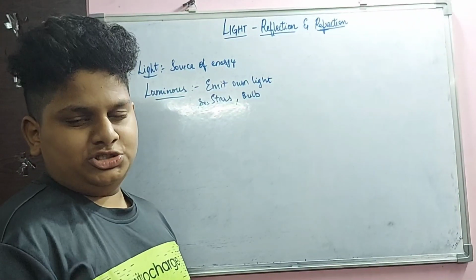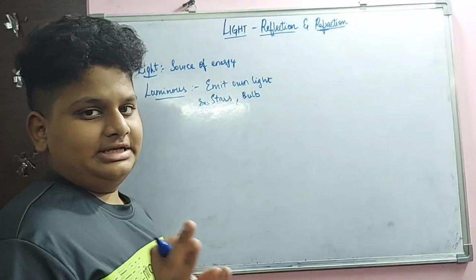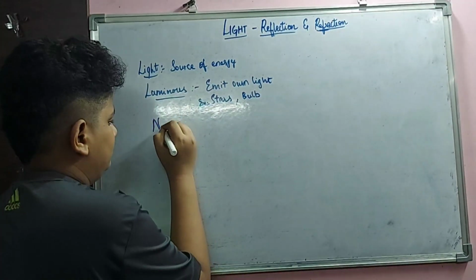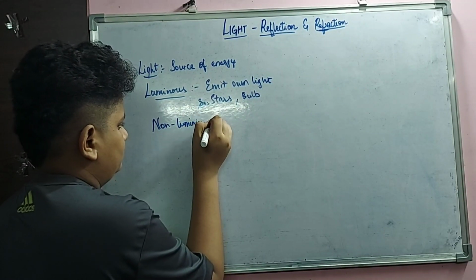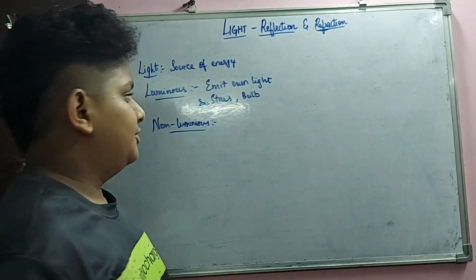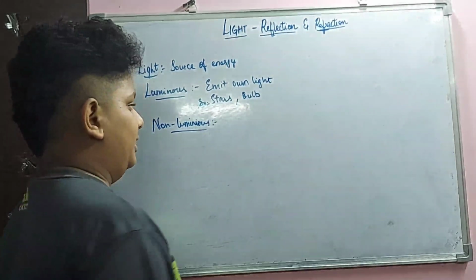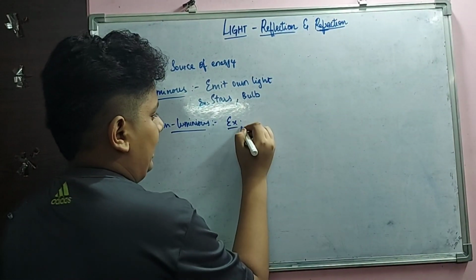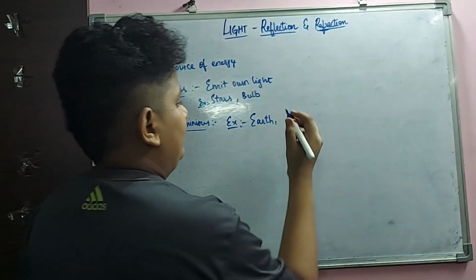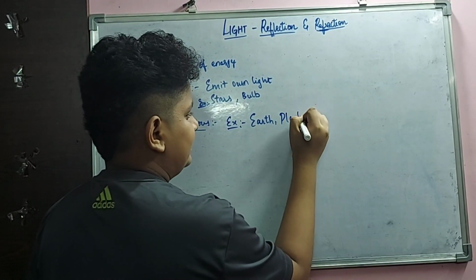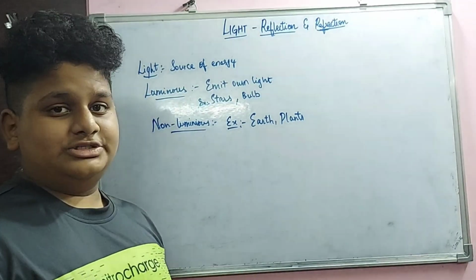Then what are non-luminous objects? They are quite the opposite of luminous objects. So they don't emit their own light and take the light of other things. For example, Earth. Earth takes the light of the moon and sun. And the plants take the light of the sun. So these are the examples for non-luminous objects.